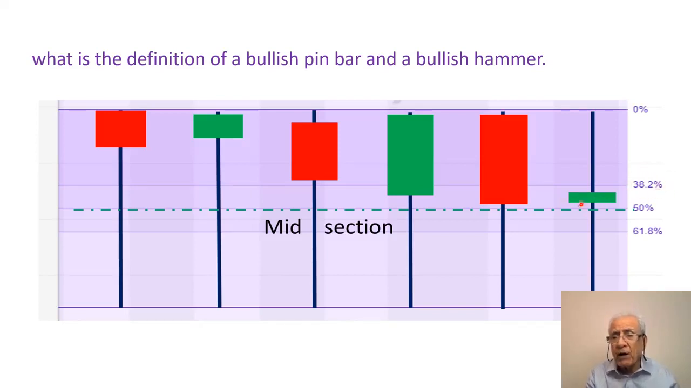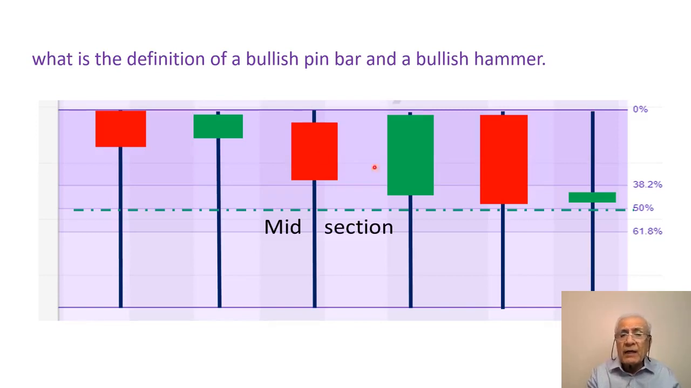So this is not a pin bar, this is not a hammer, because the body is below 38.2%. This is not a hammer, this is not a hammer, but this is a hammer. This is considered a hammer, and this is considered a hammer. Among these three hammers, this one, with the green color, is considered the strongest hammer. This is the second strongest, and this is the third strongest.